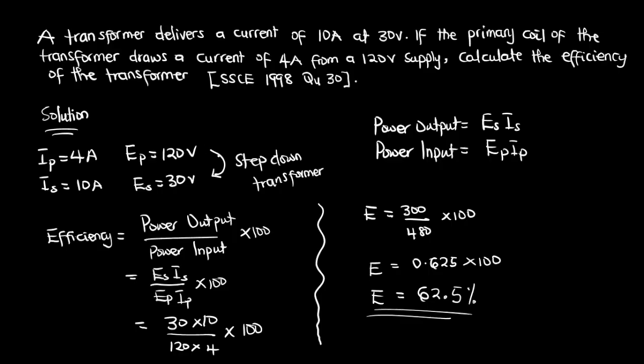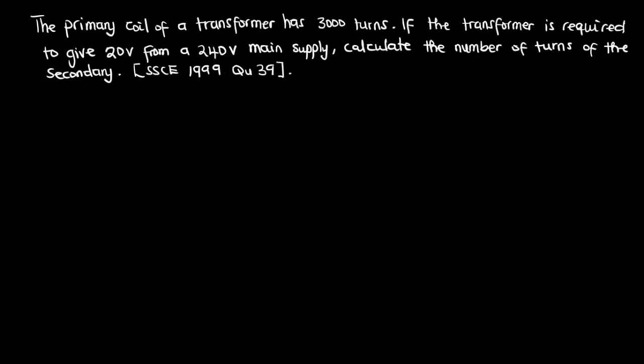In as much as the voltage is reducing from 120 to 30, you can realize that the current is rather increasing, right? That is the relationship between the voltage and the current. They are inversely proportional when it comes to transformers. All right, so let's have a look at another question.